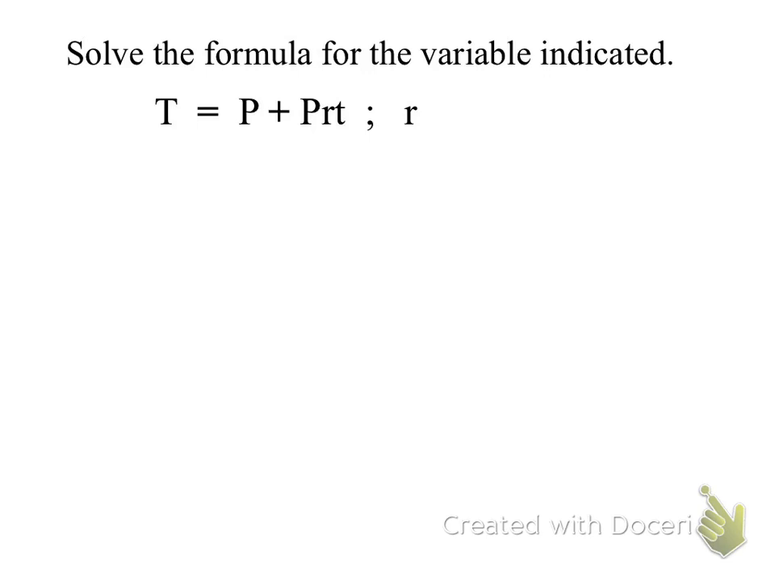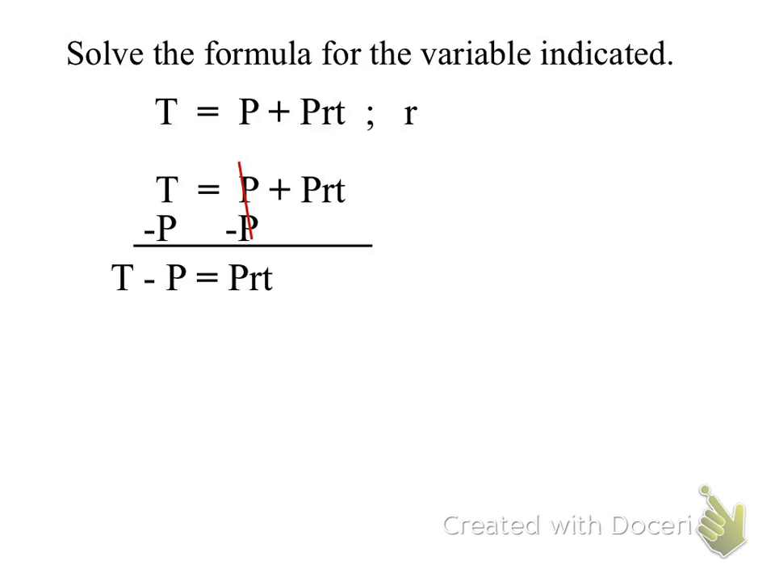So what would I do first? Same thing as last time. What I did, I subtracted P from both sides. Perfect. Subtract P, subtract P. You know what, let's first do this. T is given in terms of... oh, they didn't say it, okay. So I'm going to subtract P from both sides. And now I'm left with T minus P equals PRT.